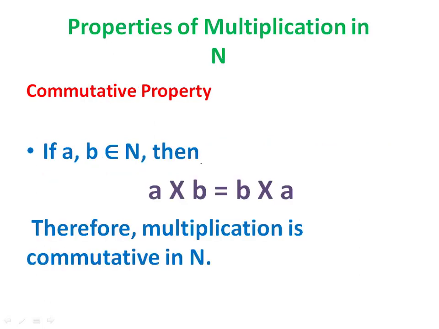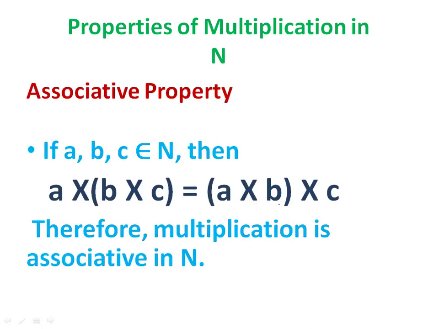The second property is the commutative property. In the commutative property, we just substitute the place of the numbers. If we have a times b, then a times b equals b times a. So the first property is closure, the second property is commutative.